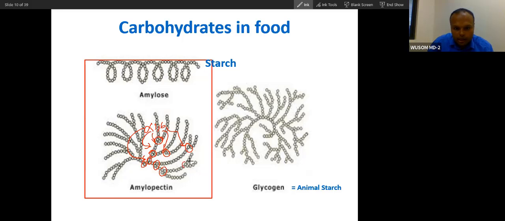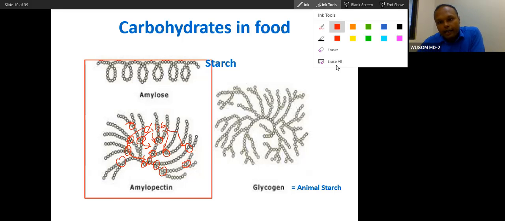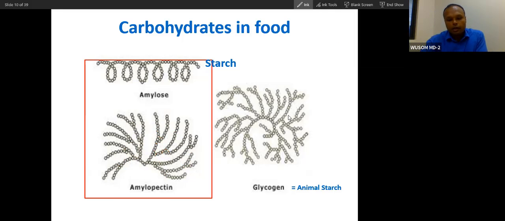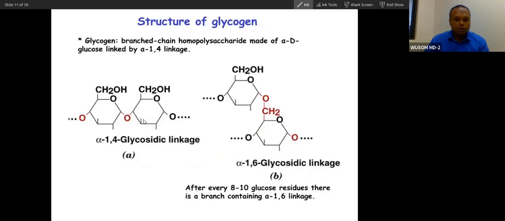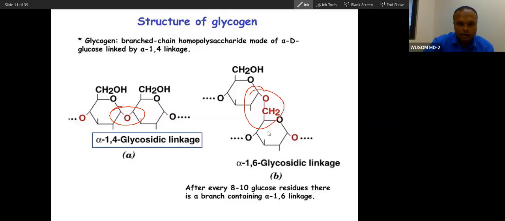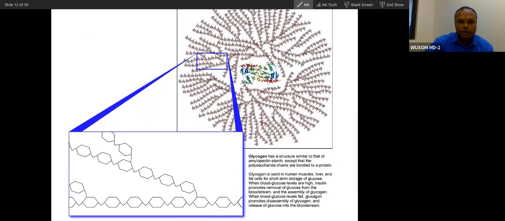Wherever you see branching, there is alpha 1,6. So this alpha 1,6 bond cannot be broken down by amylase. You have to remember this. You already know this picture: alpha 1,4 bond, and this is the alpha 1,6 bond. The alpha 1,6 bond is always at branching. In glycogen we have done this. This is alpha 1,6, and these all are alpha 1,4.